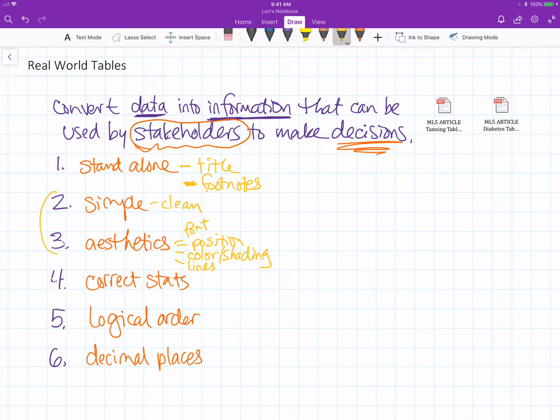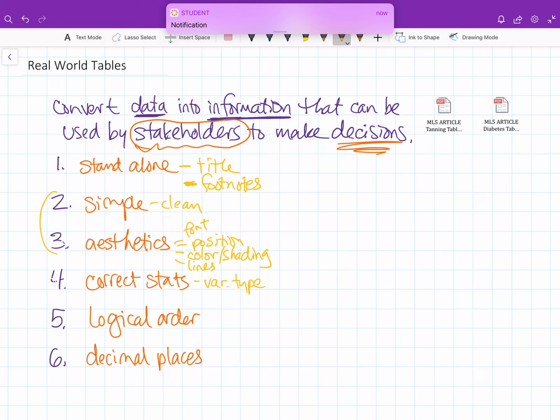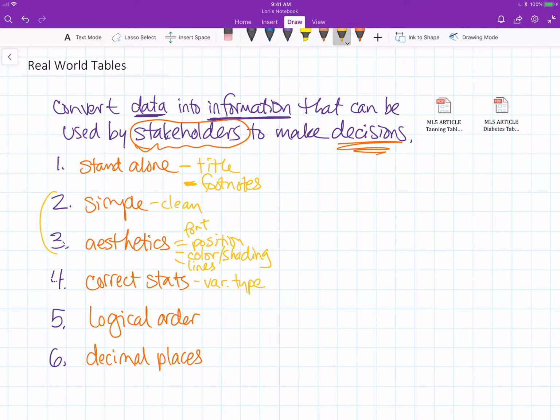Number 4 seems obvious, but this has to do with making sure that these are the correct stats for that particular variable type. So if you have a variable that's continuous, the mean and standard deviation would really be the best to use in most situations. If it's categorical, then you would want to use the frequency and percent. Then if you have that interesting in between, you would use median and either range or interquartile range, whatever the standard is for that particular topic.